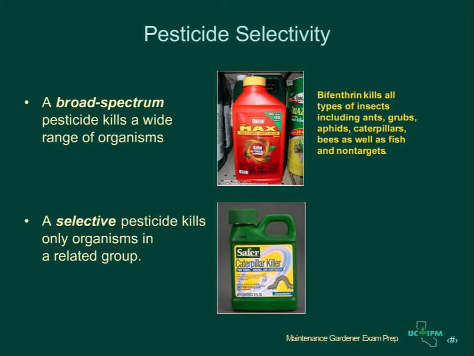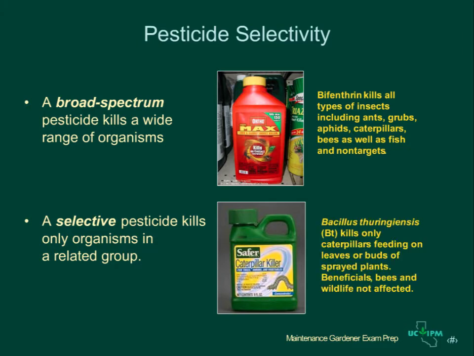A selective pesticide kills only the organisms in a related group. A good example is the pesticide Bt, or Bacillus thuringiensis, which is only toxic to caterpillars. It's not toxic to other types of insects, including other pests such as aphids, or beneficials such as honeybees or natural enemies. It's non-toxic to fish, other wildlife, and people. Broad-spectrum pesticides are much more likely to cause environmental or health problems. Where possible, choose a selective pesticide to manage your pest.